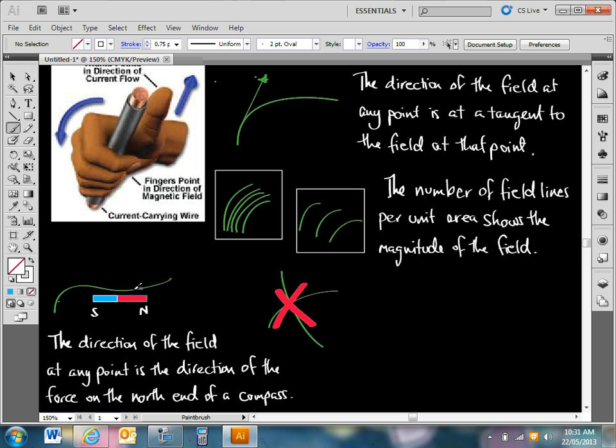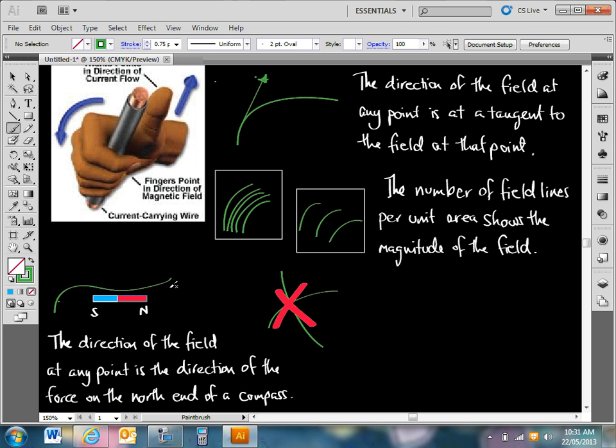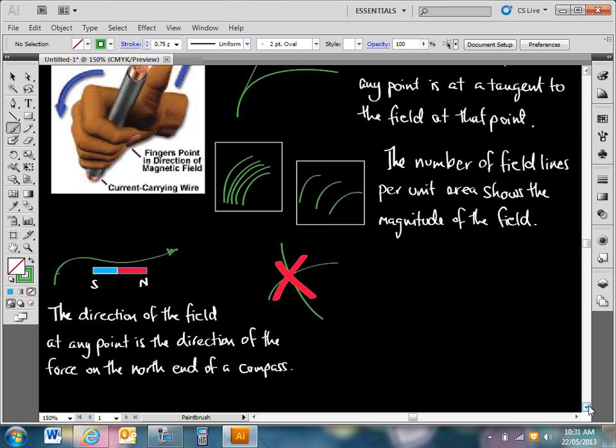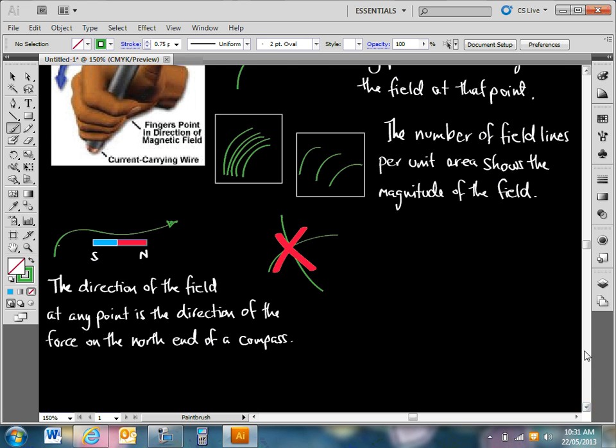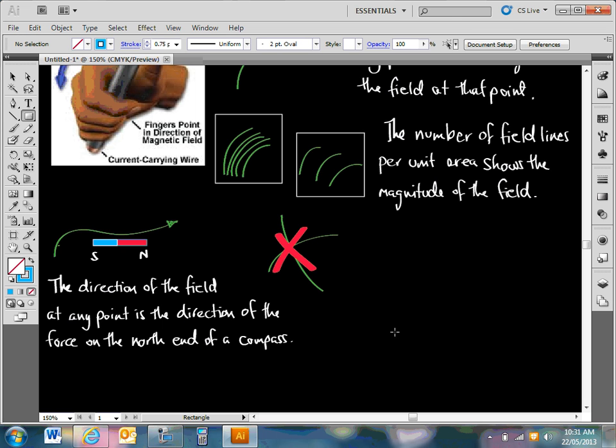So the best way to picture this is, where is north going to face? Well, north is going to be directed in the same direction as the field externally anyway. So north faces that way, the field faces that way, so to speak. Okay, I'll show that a little bit better in a diagram here. Let's draw another magnet. A little bit bigger.